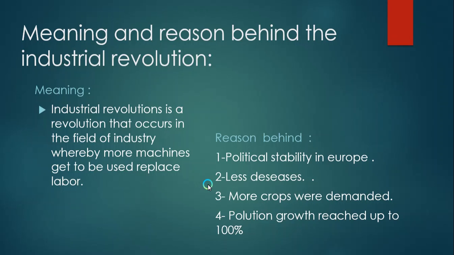Let's start with the meaning and the reason behind the Industrial Revolution. The meaning first: the Industrial Revolution is a revolution that occurred in the field of industry, whereby more machines came to be used to replace labor. So there is no other political revolution here; this one is only the Industrial Revolution.